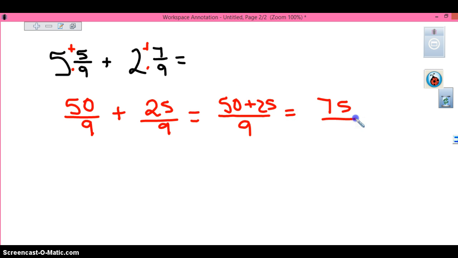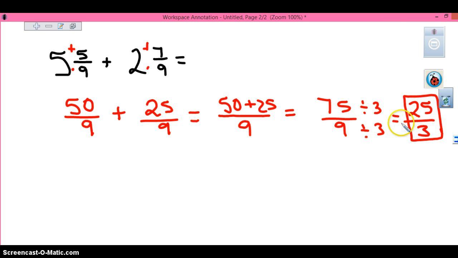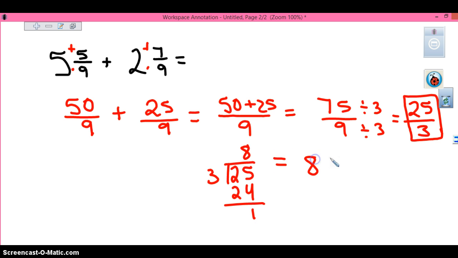It means 75/9. This can be simplified to what? They're both divisible by 3. This simplifies to 25/3. We can change the improper fraction to a mixed number by dividing 25 by 3. 3 goes into 25 8 times. 8 times 3 is 24 with a remainder of 1. So this means it's 8 1/3. Either the mixed number 8 1/3 or 25/3 would be correct.